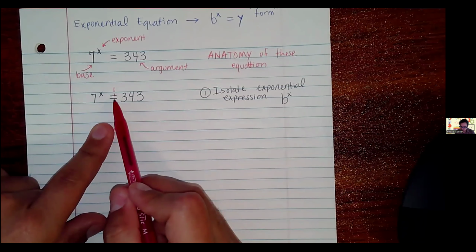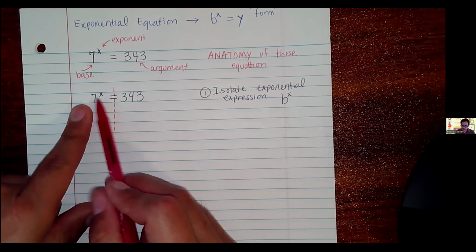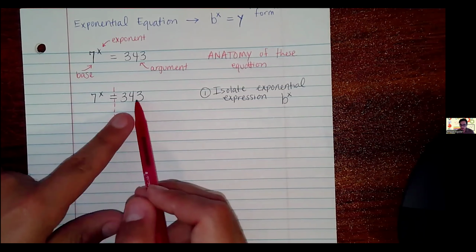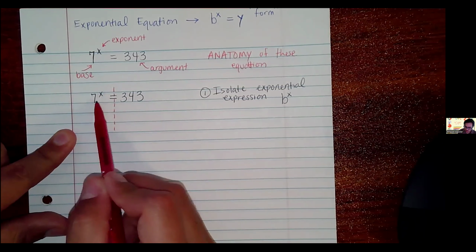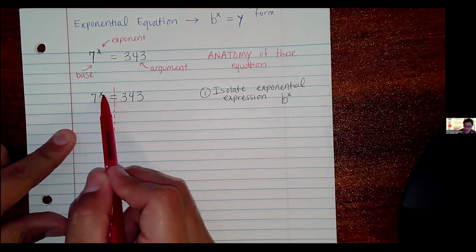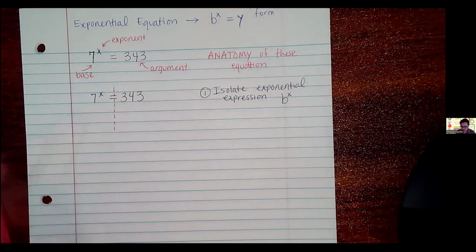Remember, your equation has two sides. It's the left side of the equal sign, sometimes I call it the left-hand side, and then the right side of the equal sign. Over here, we have the exponential part, b to the x, 7 to the x power. And then over here we just have some number, some constant. We could call it the argument if we wanted to.